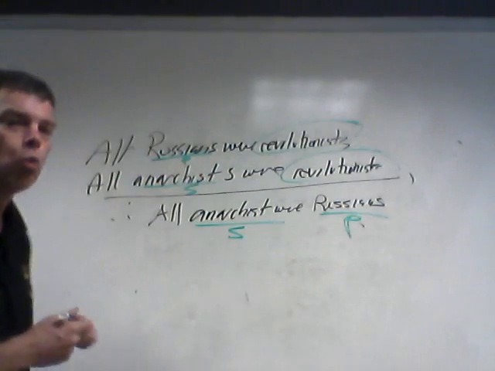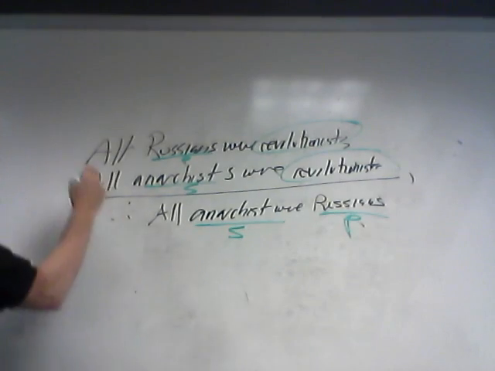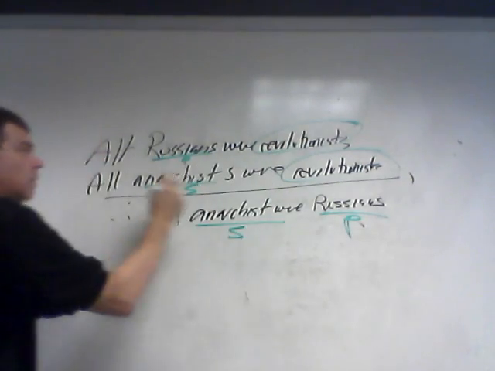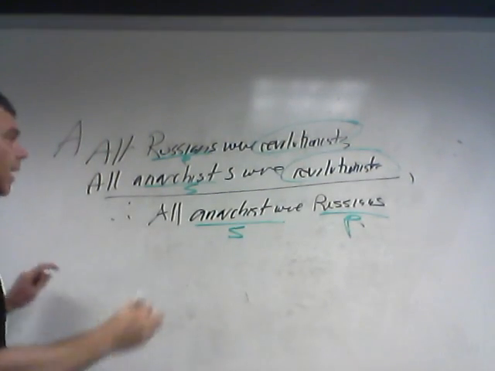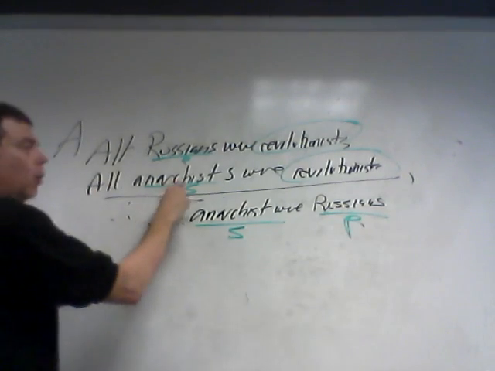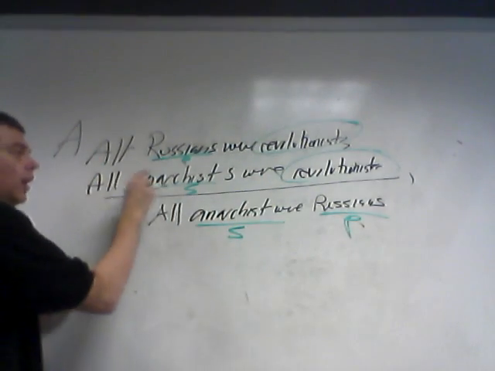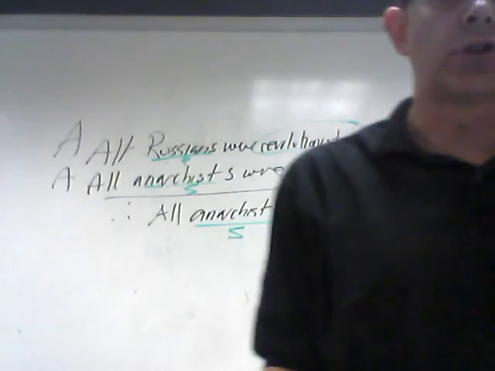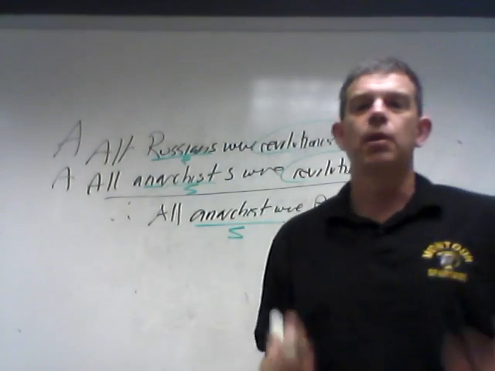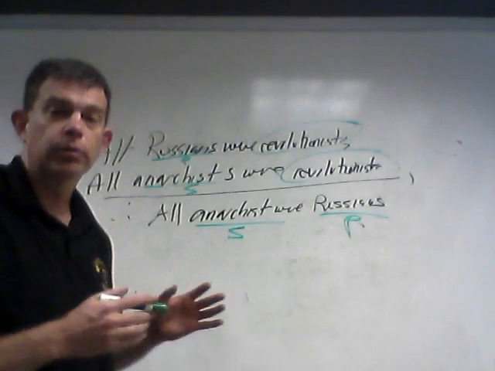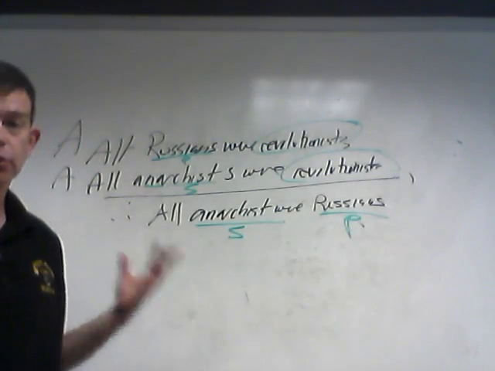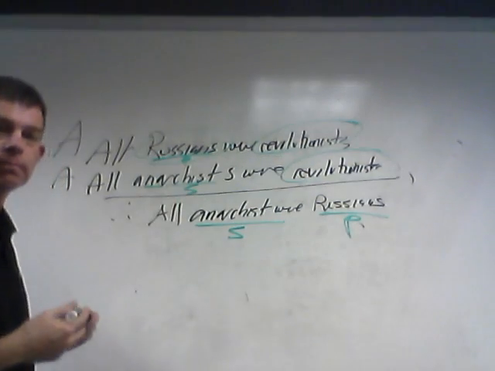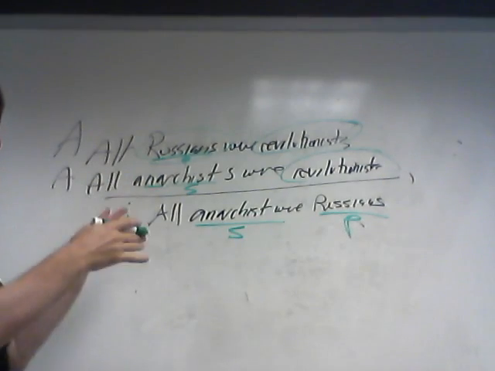Okay? So, what type of statements do I have here? In this case, all Russians were revolutionists. All S is P. That is an A statement. Okay? The second one, all anarchists were revolutionaries. All S is P. Ooh, another A. Now, in an A statement, if you look back at that chart, which hopefully you just wrote down, what got distributed? Okay? If you wrote that down, you will know that in an A statement, only the subject is distributed. Okay? So in the first premise, what got distributed? The word Russians. Because Russians is the subject of that premise.